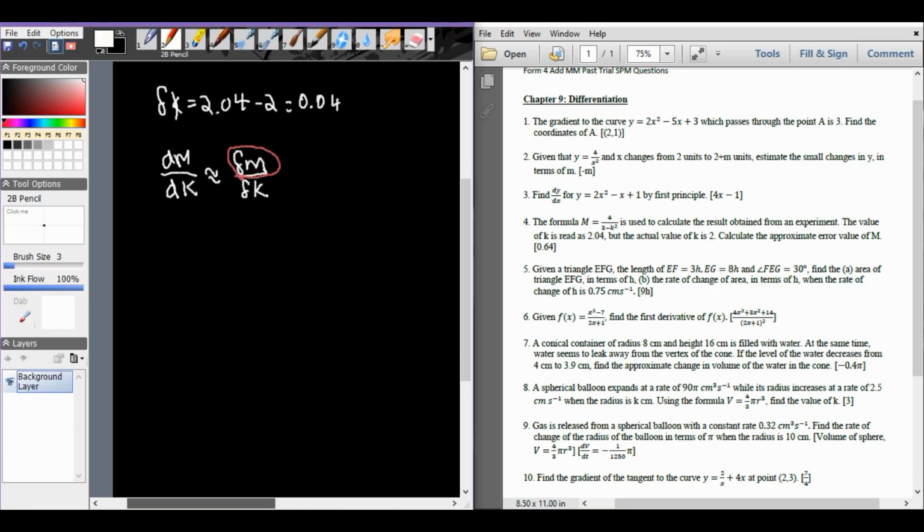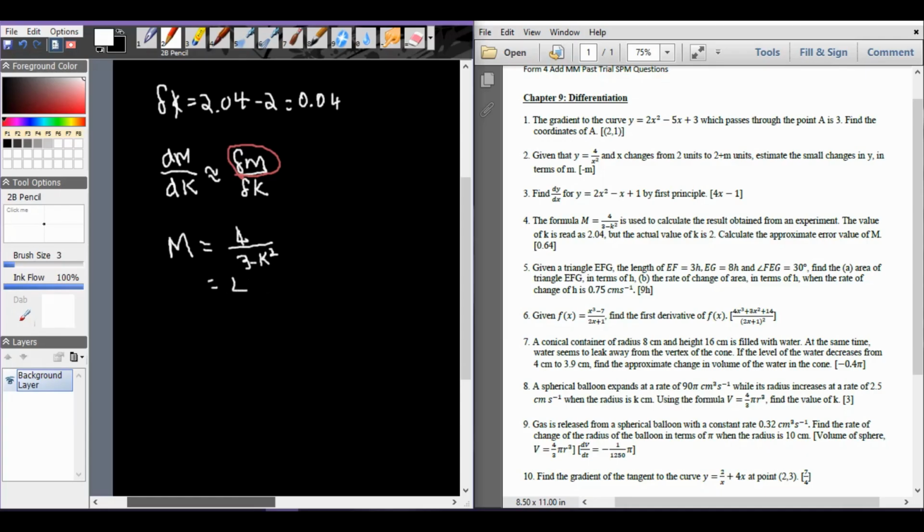So for dm/dk, we can obtain it from this equation: m equals 4 over 3 minus k squared. We rewrite the equation: m equals 4 times (3 minus k squared) to the power negative 1. To differentiate it, dm/dk equals, we bring down the power, so 4 times negative 1 is negative 4, (3 minus k squared), then we have to minus 1 again, so negative 1 minus 1 is negative 2.